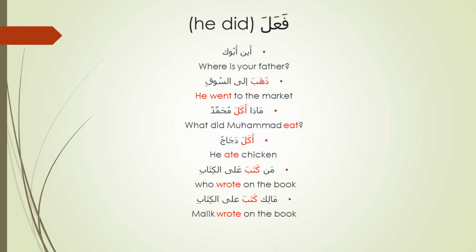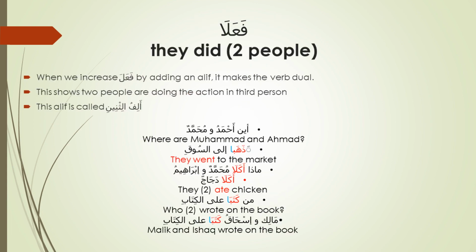So now we're going to move to the jewel, 2 people in third person. So we have fa'ala. Once it's on fa'ala, always third person singular, he. Next one, fa'ala. What's the increase here? An alif. We've increased it by alif. So we have the root letters fa'ala with an increase of an alif. So when we increase by an alif, we've made it jewel. But it's a third person, so it means they.